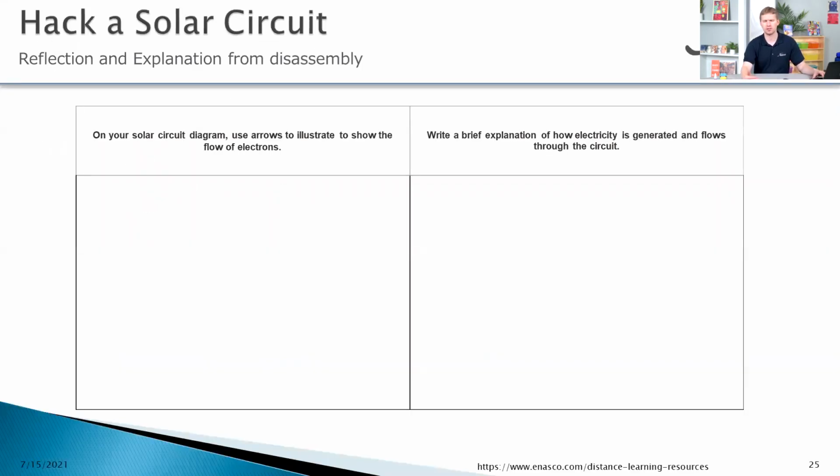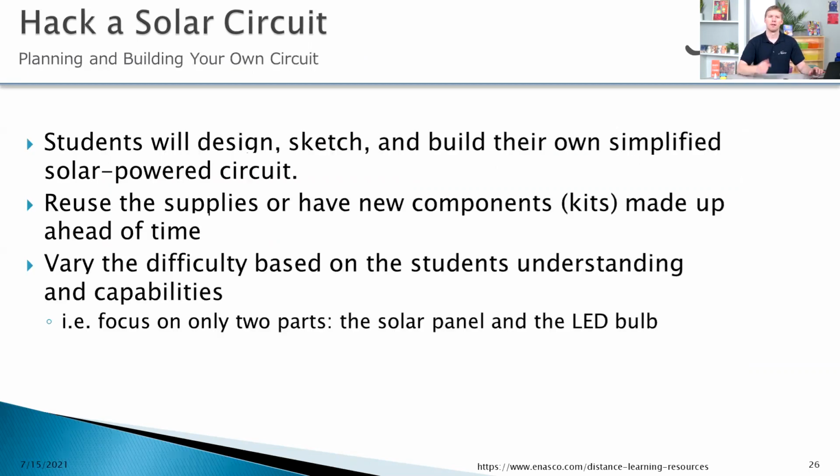And then after they deconstruct it, then you can start talking about, hey, let's illustrate the flow of electrons. How does that actually play a factor in this? And then also understanding the flow of electricity throughout this circuit. Then you can get into building your own circuit. So we got all the components. Now let's use miscellaneous supplies, recycled goods, anything else that we could create and design and sketch and build our own simplified solar circuit. Reusing supplies is awesome.